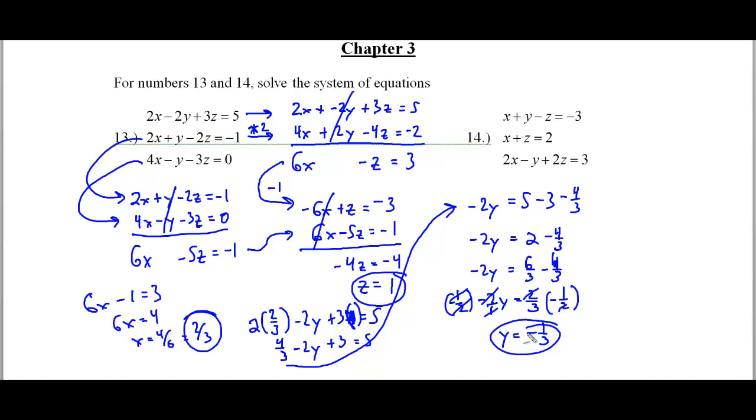All right, so there's my solution for x, y, and z. So x is 2 thirds, y is negative 1/3, and z is 1. And there it is, folks. There is your answer for problem number 13.